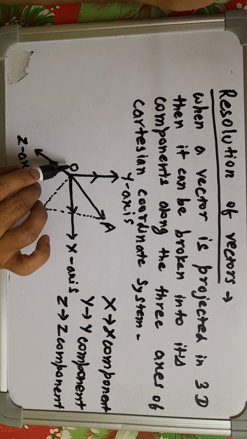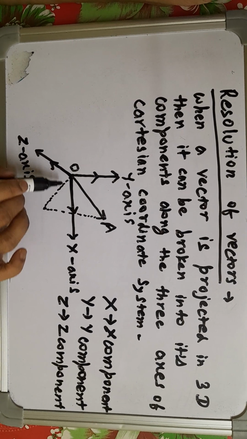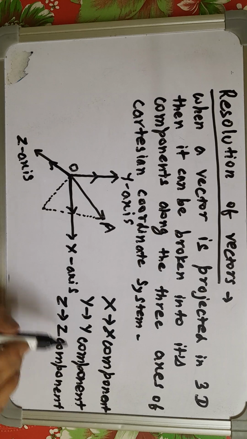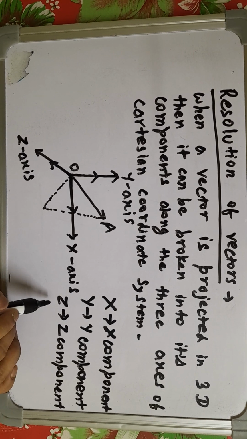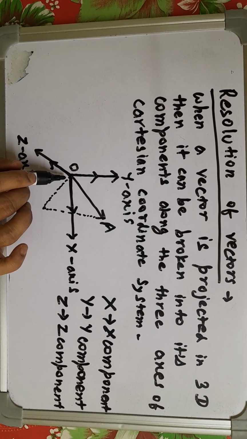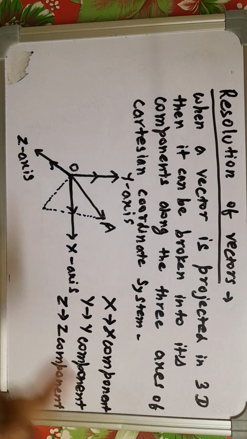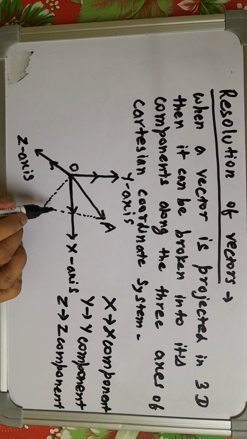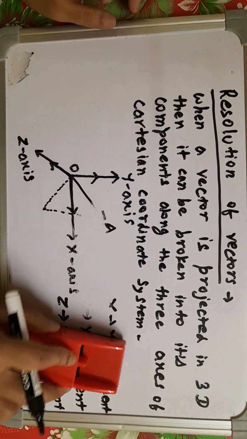So let us suppose a vector OA is projected into three dimensions. So it will have three components along the x-axis, y-axis, and z-axis. The component along the x-axis will be called the x component, the component along the y-axis will be called the y component, and the component along the z-axis will be called the z component. And that means it will have some magnitude and direction. So we know that the unit vectors along the three axes are represented as i cap, j cap, and k cap.